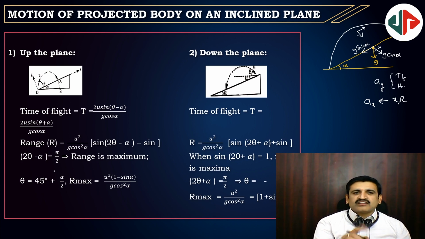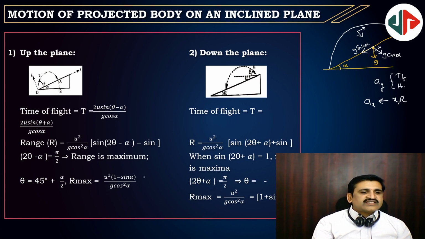The range R is equal to, actually this motion on inclined planes is somewhat important for higher level examinations like BITSAT, JEE Mains and Advanced and other physics exams. These types of things are needed. Range R is equal to u square by g cos square alpha of sin 2 theta minus alpha minus sin alpha.